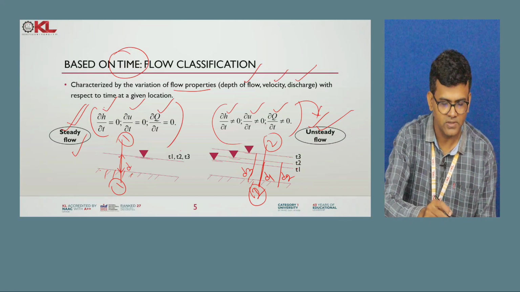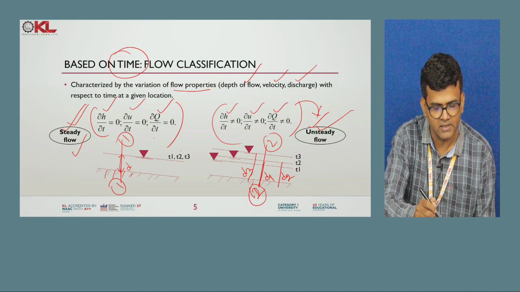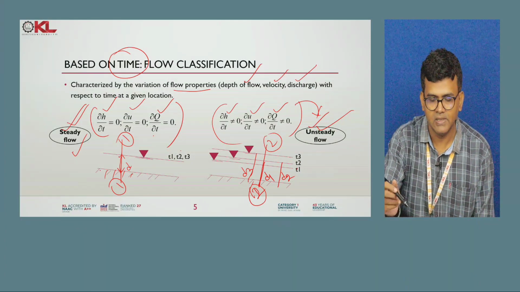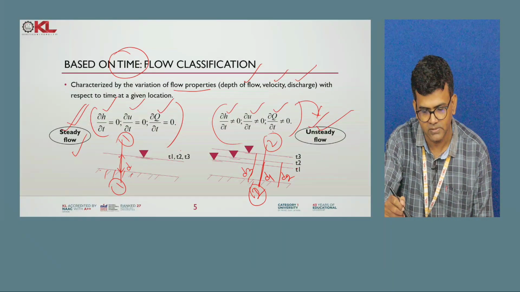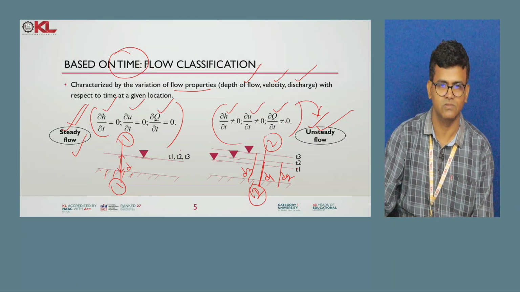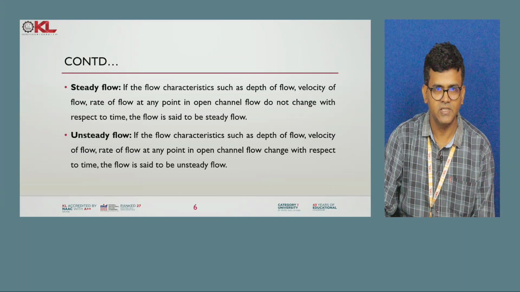So in steady flow, ∂h/∂t equals 0, ∂u/∂t equals 0, and ∂q/∂t equals 0. While in unsteady flow, ∂h/∂t, ∂u/∂t, ∂q/∂t should not be equal to 0. This is steady and unsteady flow.